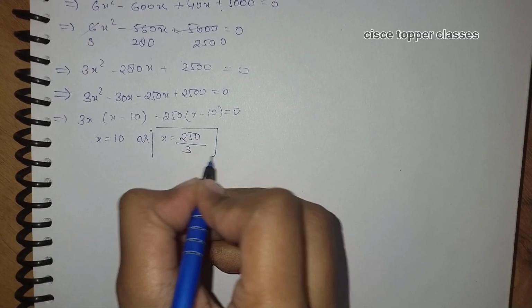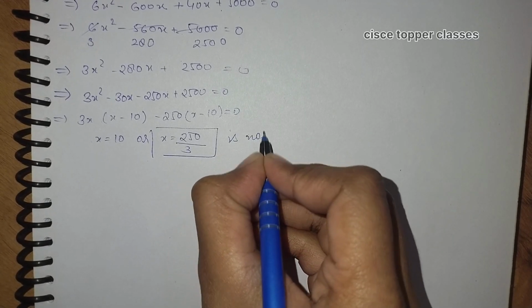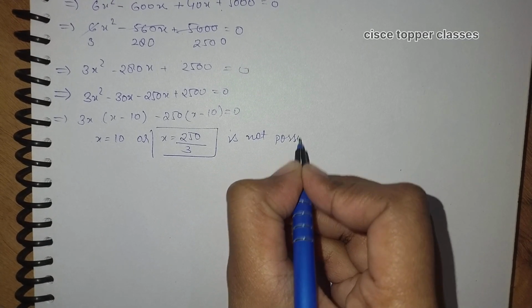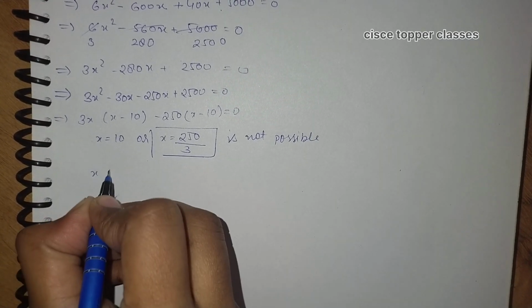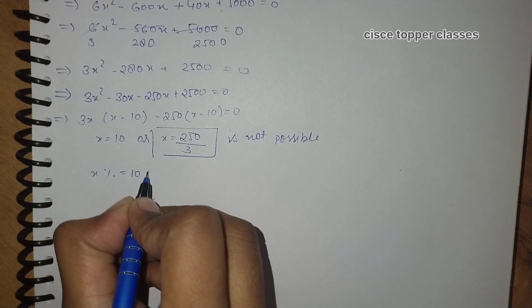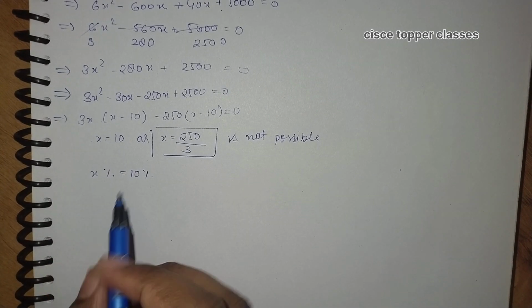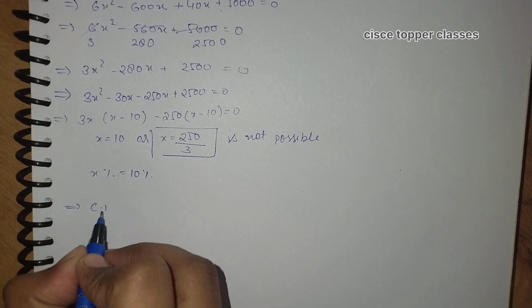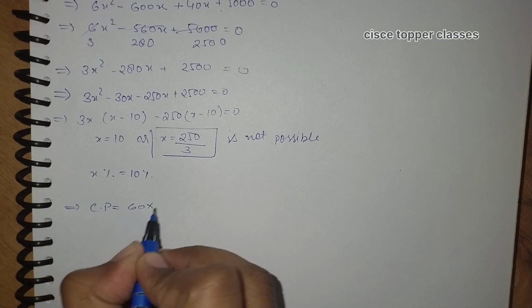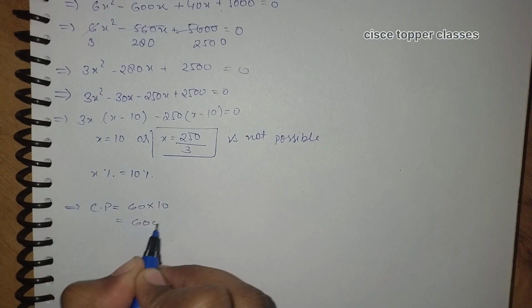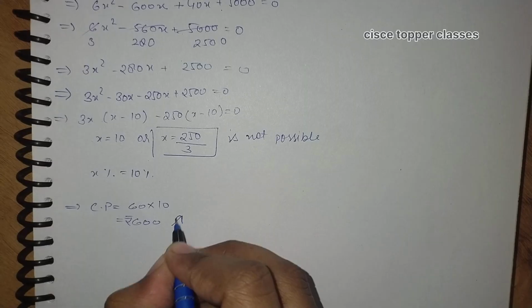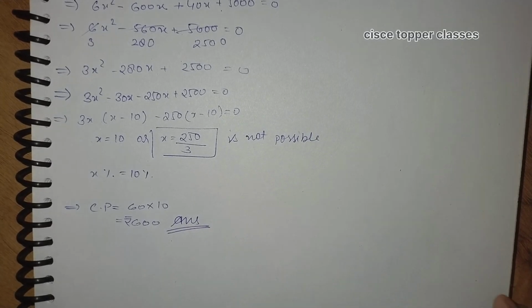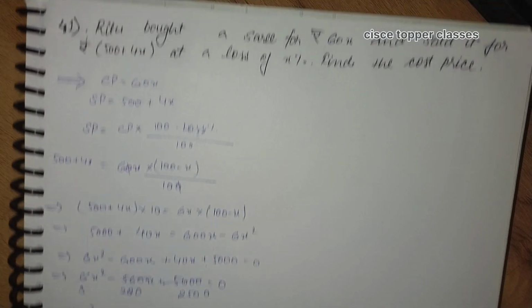250 by 3 is not possible here because it is a fraction. So the loss percent here we have found, x percent, is equal to 10%. This is the loss percent. By putting the value in 60x cost price, we will find the value of cost price as 60 into 10. That will become rupees 600, the cost price here. And this is only what we have to find. So this is the final answer of question number 41 here.